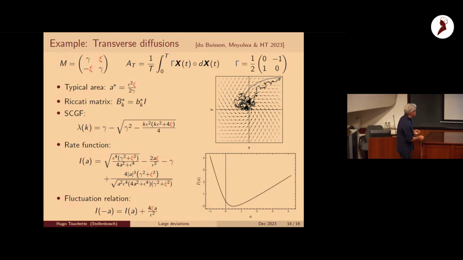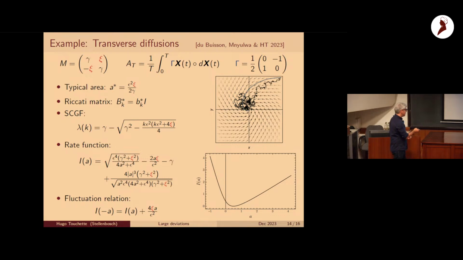So you have a 0, that's the typical value of the stochastic area. If you do a long experiment, this is the value that you'll see. And then you have exponentially suppressed fluctuations according to this rate. So it's much more unlikely to have negative stochastic area.